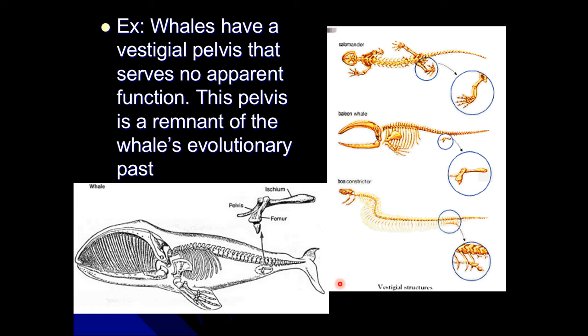Another example is the pelvis in a whale or the pelvis of a snake. The only function of a pelvis is to connect your hind limbs to your spinal column. Since snakes and whales don't have hind limbs, there is no purpose for them to have a pelvis. So then why do they have one? Because their ancestors had legs, and although they don't have legs when they are born any longer, they still have some remnants of the pelvis that is left internally.